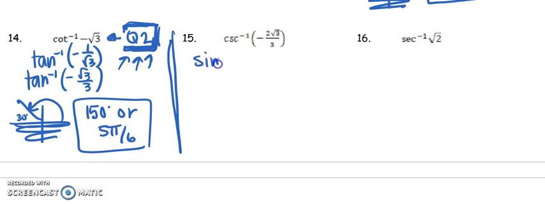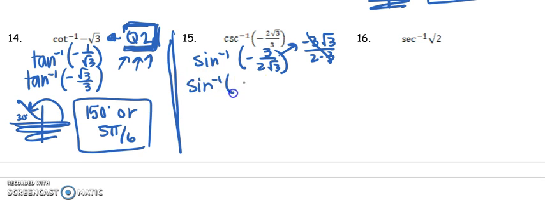So this would be inverse sine of negative 3 over 2 root 3. You're going to want to rationalize that. So that's negative 3 root 3 over 2 times 3. So this is inverse sine of negative root 3 over 2.